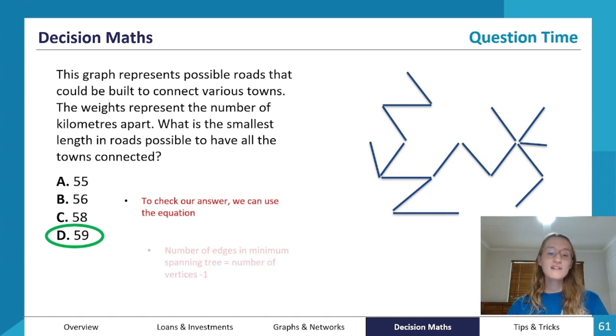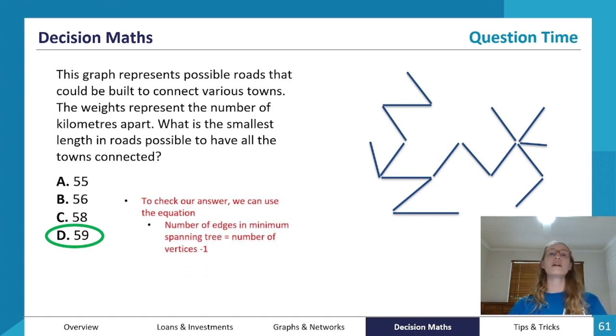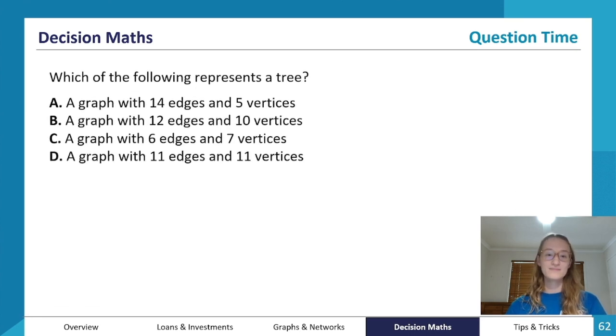And to check our answer, we can also use the equation to make sure we added the right number of edges. So number of edges in the minimum spanning tree is number of vertices take 1. We have 17 vertices and I've added 16 edges, so we can tick that off. We know that we've done it right. So that's an example of using Prim's algorithm to find a minimum spanning tree and solving a connector problem, because we've found the most efficient way to connect all of our towns here.